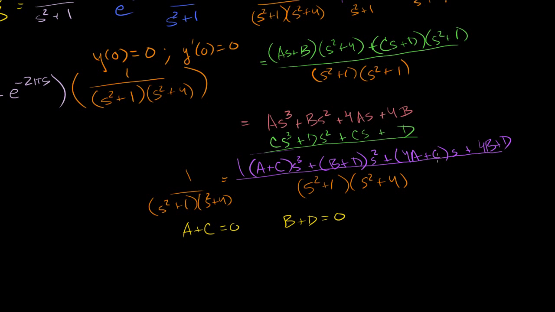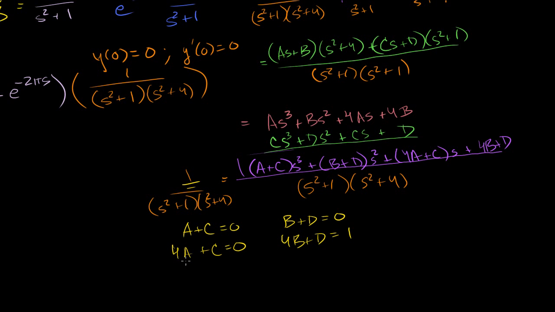4a plus c, coefficient on the s terms. Don't see any s terms over here, so 4a plus c must be equal to 0. And then we're almost done. 4b plus d must be the constant terms. There is a constant term there, so 4b plus d is equal to 1.